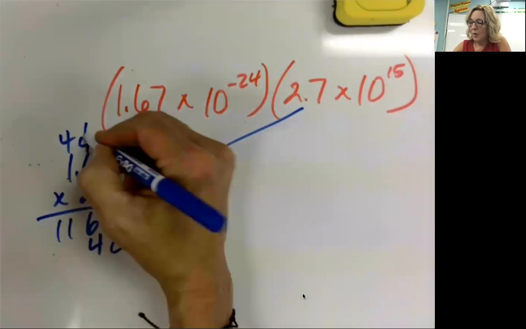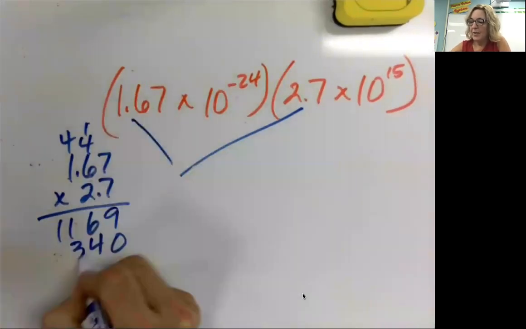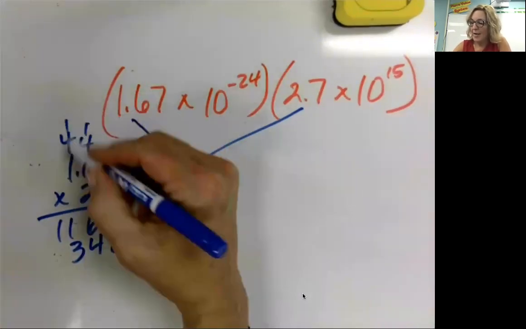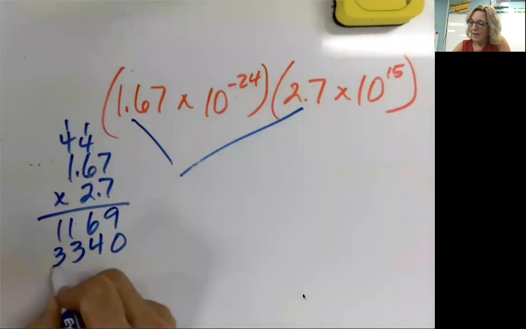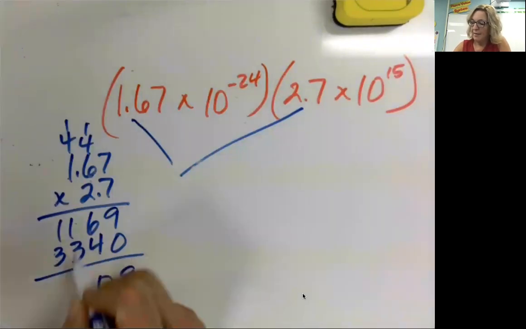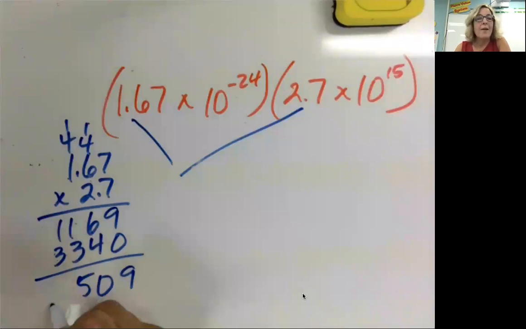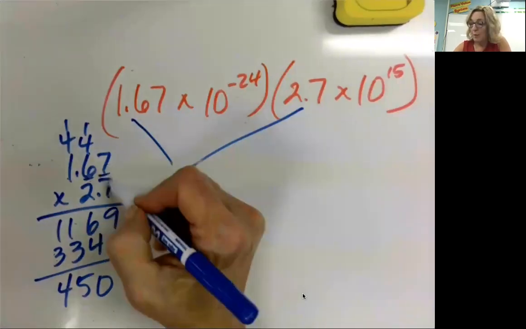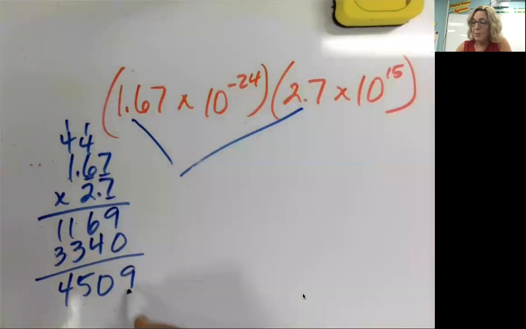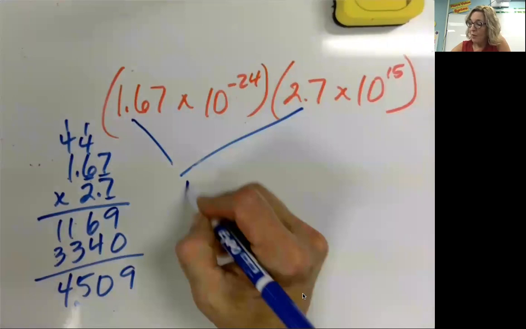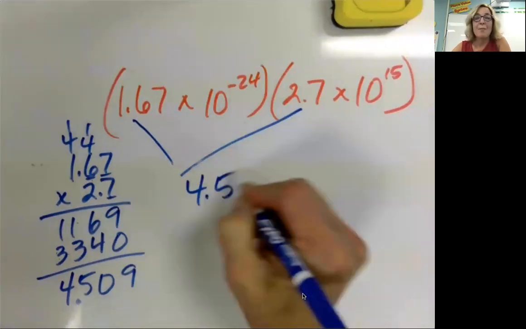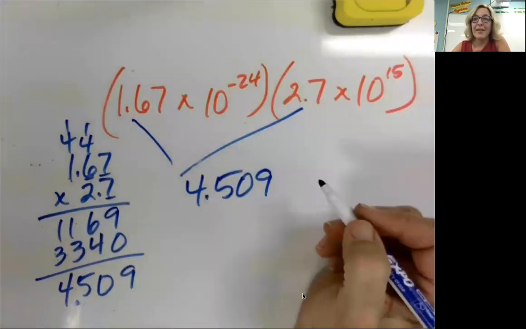6 times 2 is 12, plus 1 is 13. And 2 times 1 plus 1 is 3. 9, 10, 5. Okay, now our problem, though, has 1, 2, 3 decimal places. So we're going to have 3 decimal places in our answer there. So we're going to have 4.509, which is great because that means it's already set up for scientific notation.